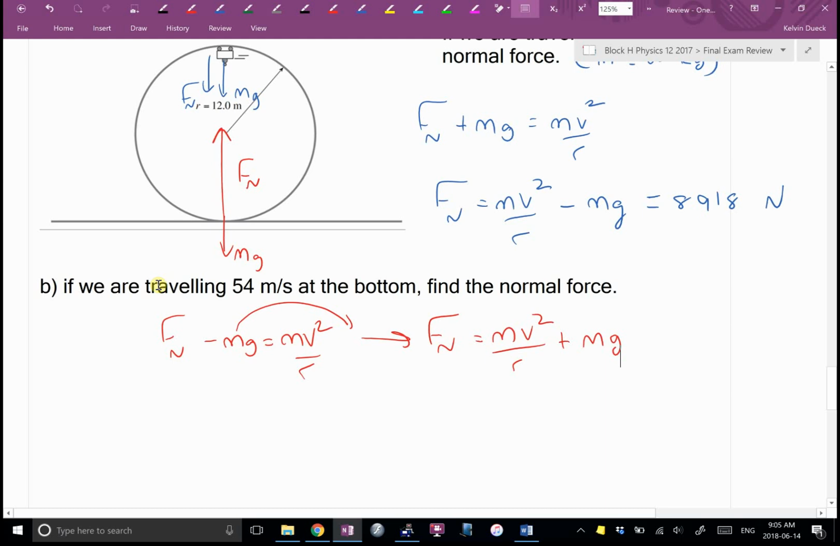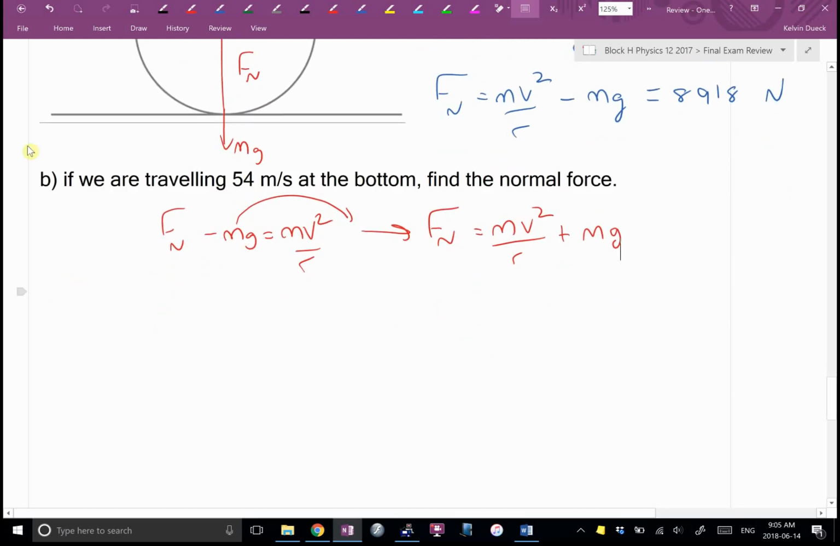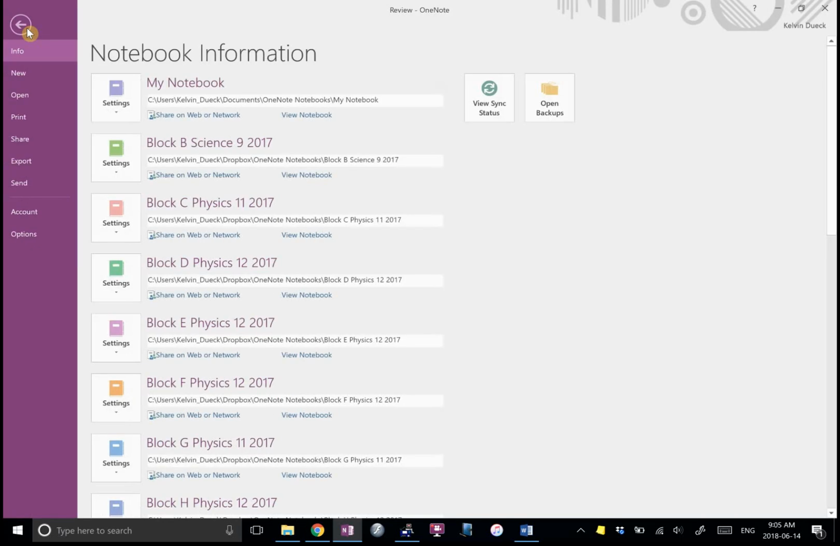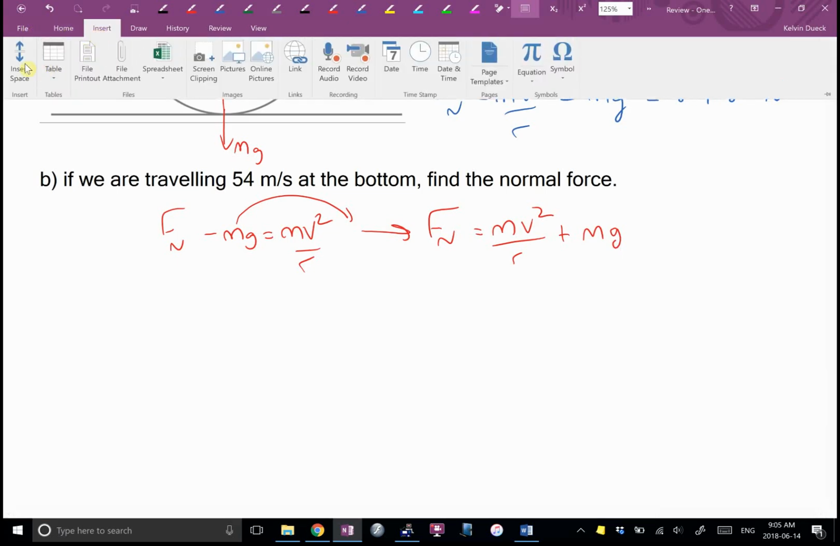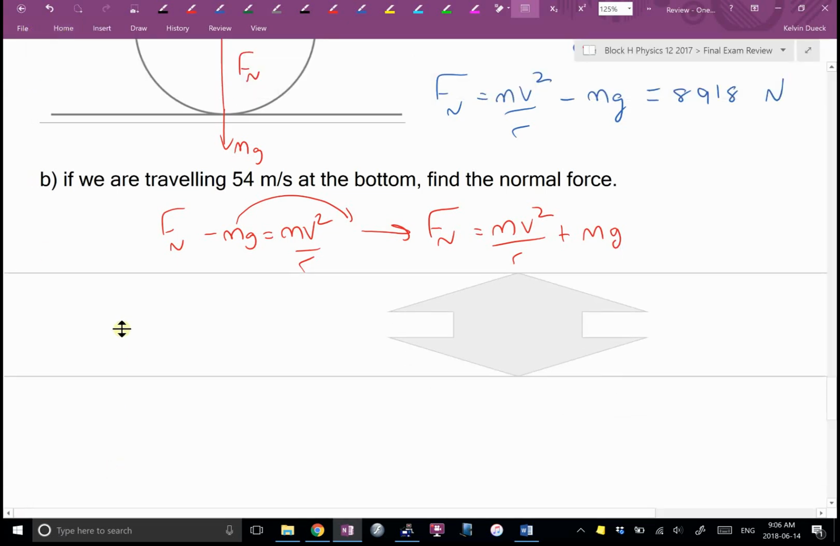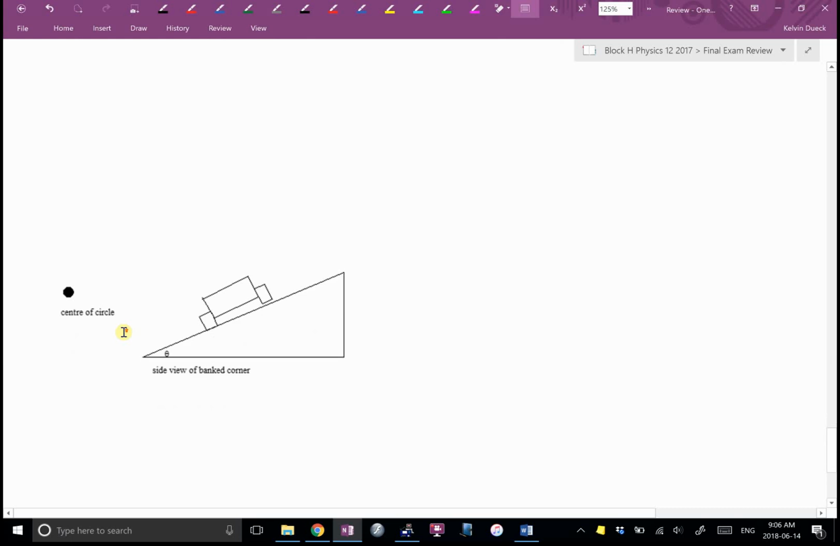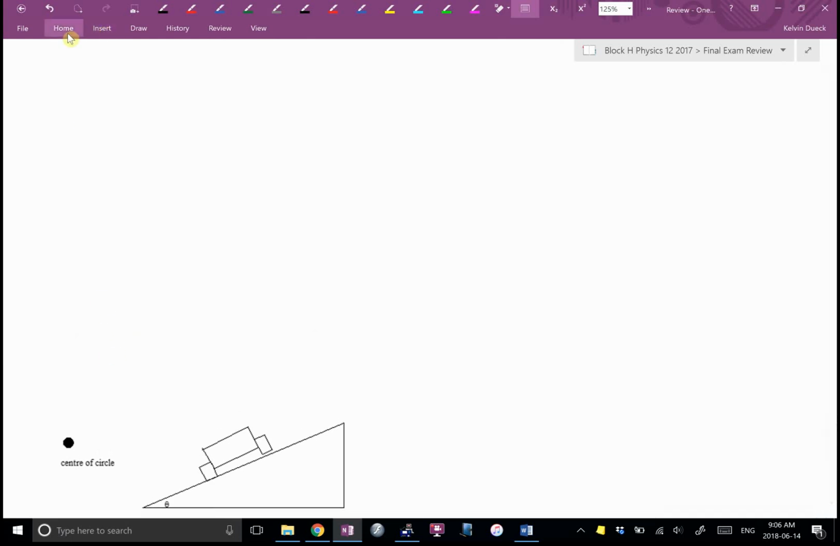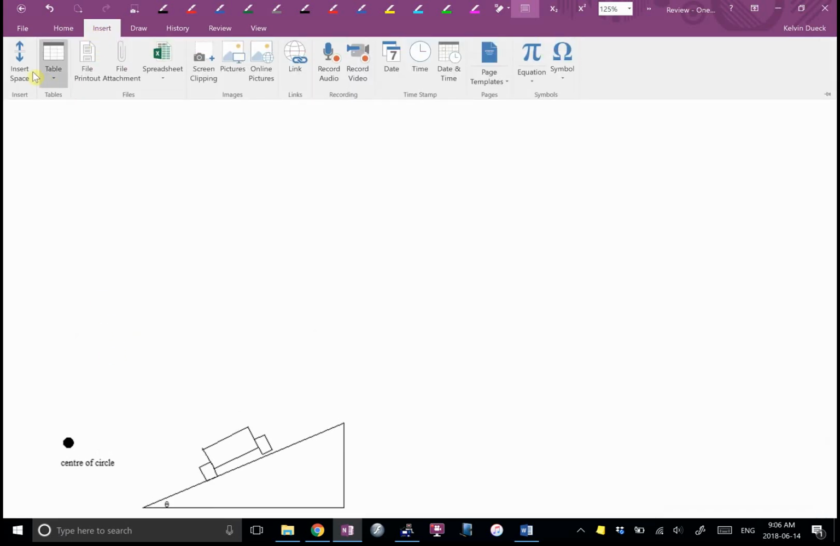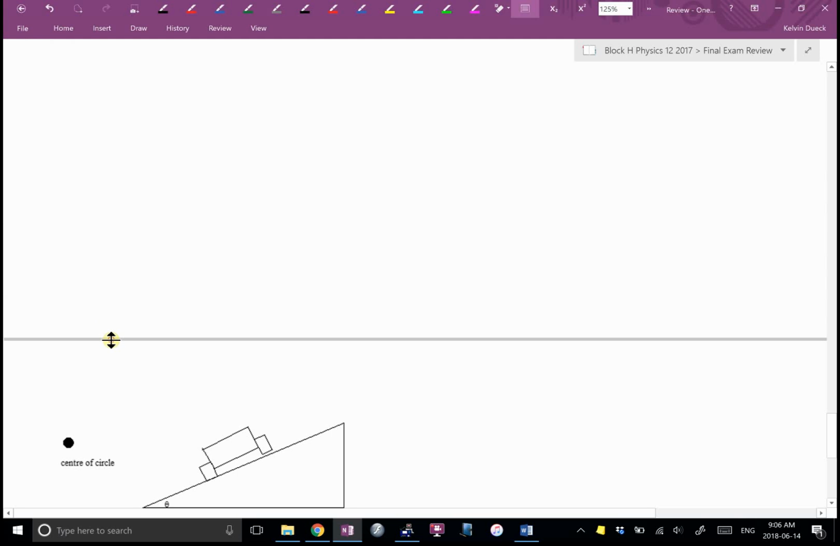That's a really, really quick review of vertical circles. Hey, we're doing good. Got more here, don't I? Yes. Another horizontal circle. Yes, I do. Let's do a banked corner.